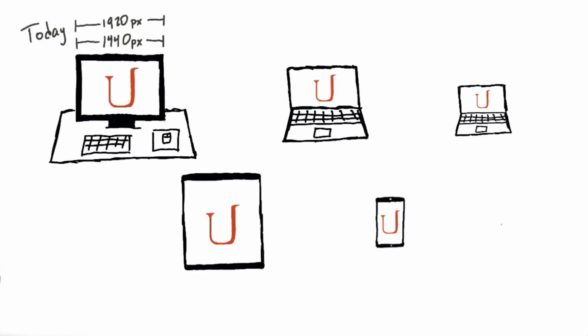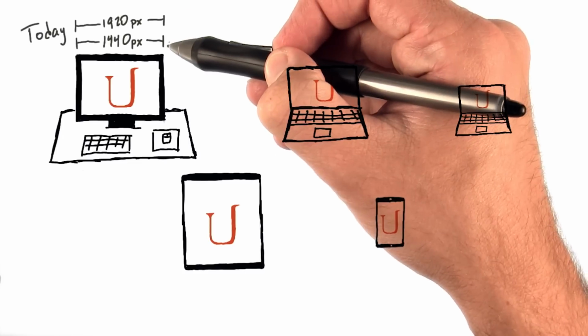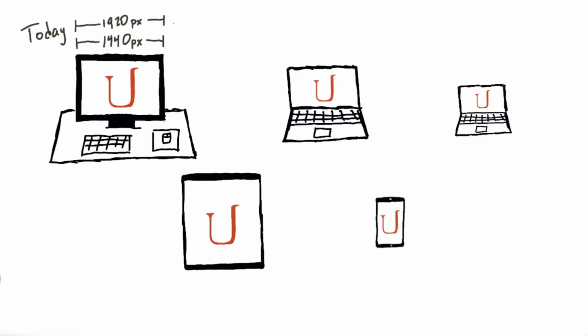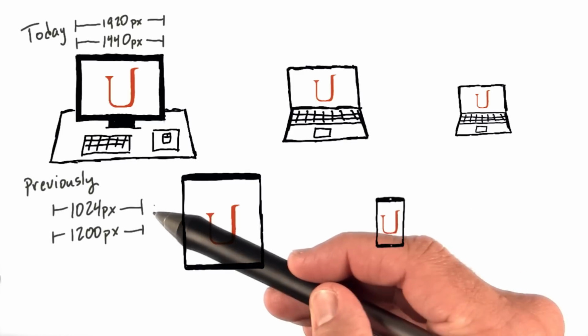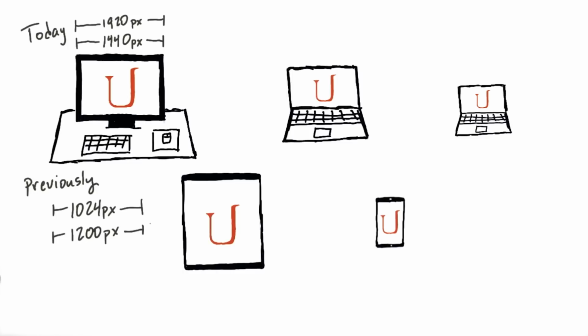Today, we commonly see desktop screens with widths of, say, 1440 pixels or 1920 pixels. Some large screens today are even going as large as 2560 pixels wide. But not too long ago, people were using screens that were only 1024 pixels wide or 1200 pixels wide.